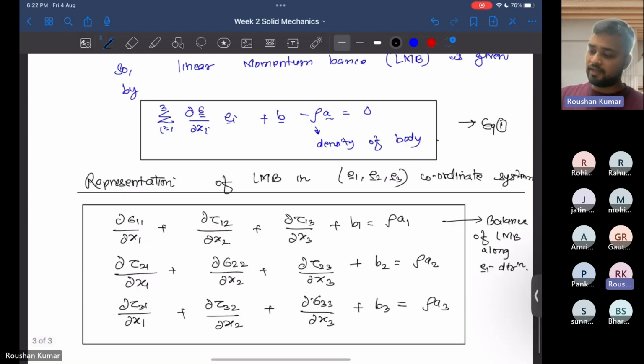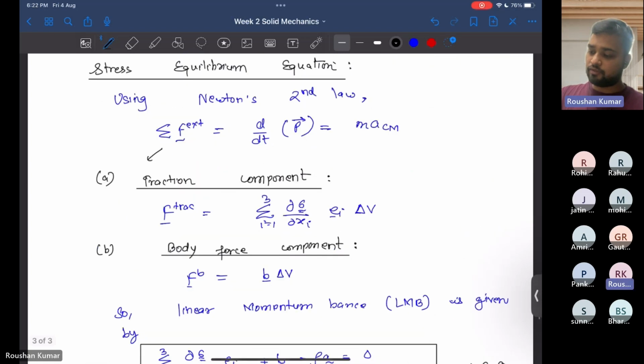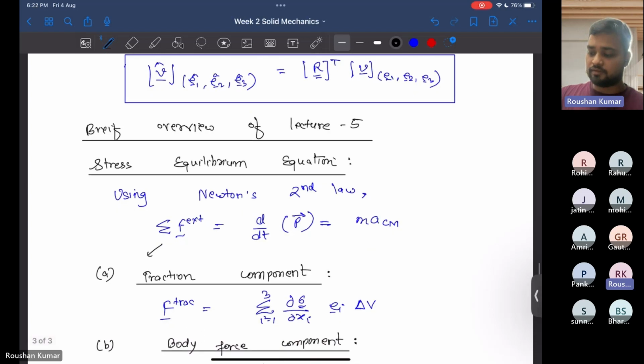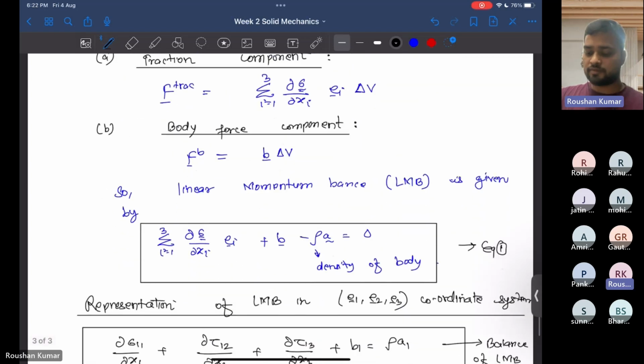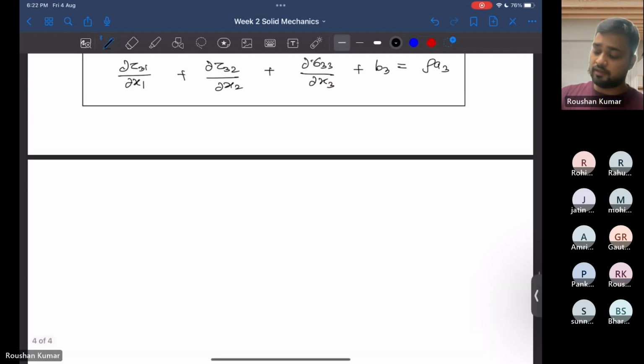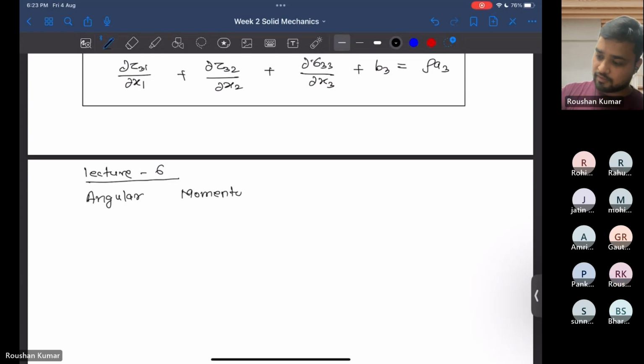So this is all about lecture number 5. In this lecture, the stress equilibrium equation and LMB have been discussed. For detailed derivation, you can go to the lecture. And the last lecture covered under week 2 is lecture number 6. In this lecture, angular momentum balance has been discussed.